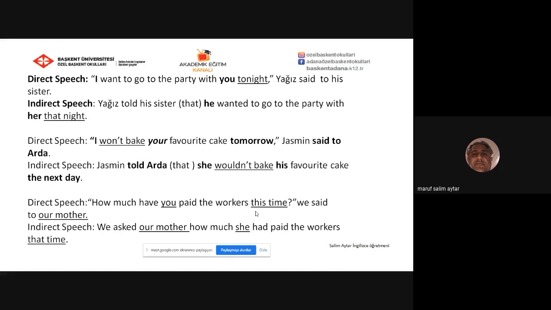I want to go to the party with you tonight, Yağız said to his sister. Yağız told his sister that he wanted to go to the party with her that night. I won't bake your favorite cake tomorrow, Yasmin said to Arda. Yasmin told Arda that she wouldn't bake his favorite cake the next day. How much have you paid the workers this time? We said to our mother. We asked our mother how much she had paid the workers that time.